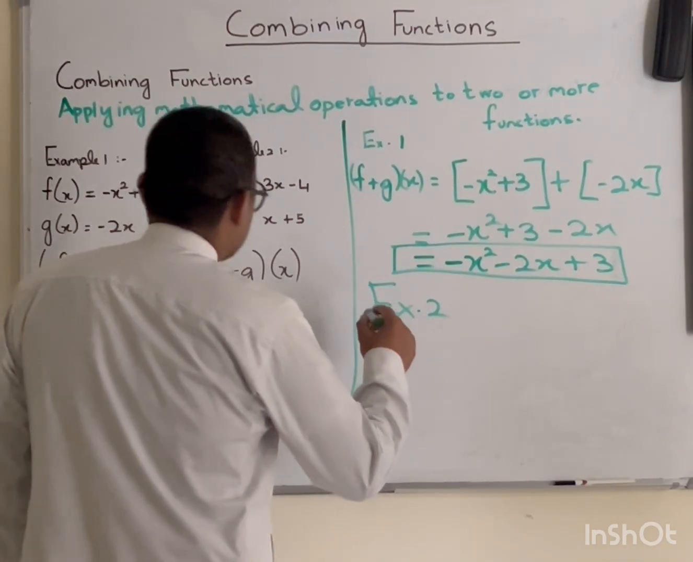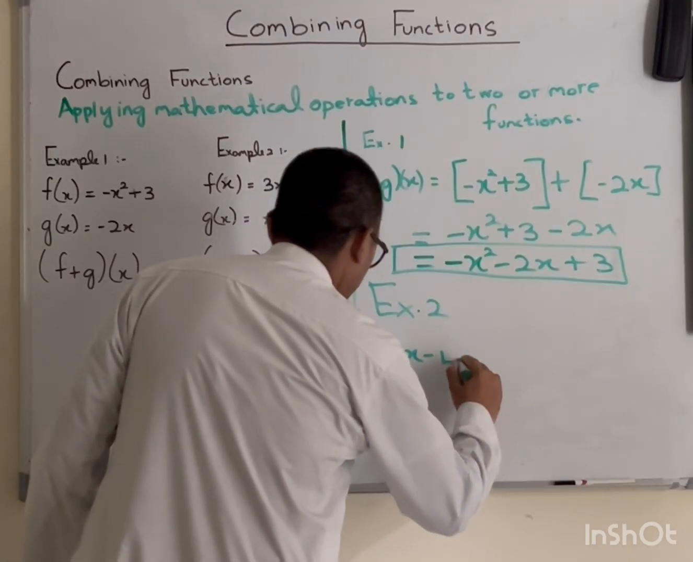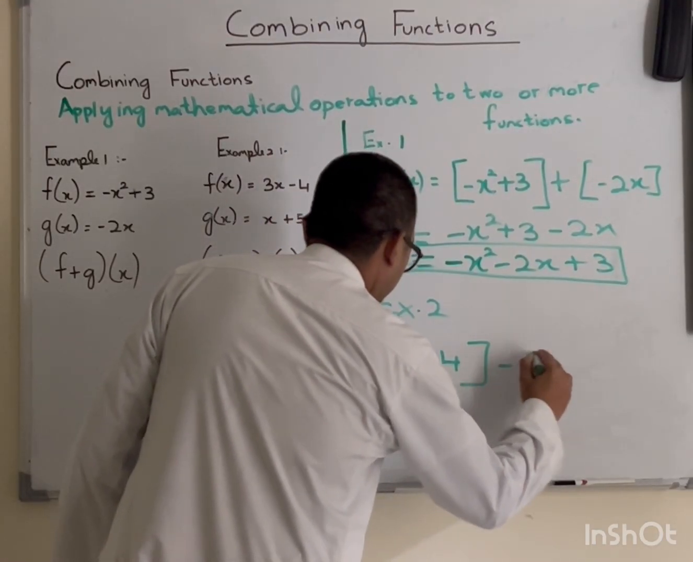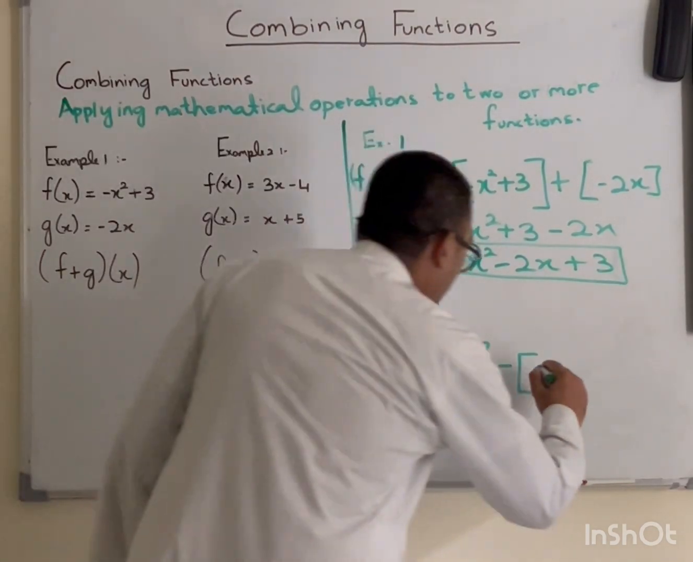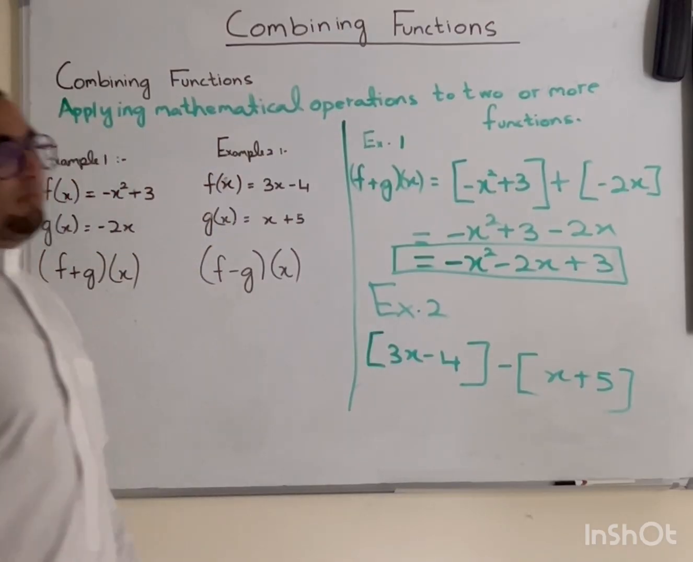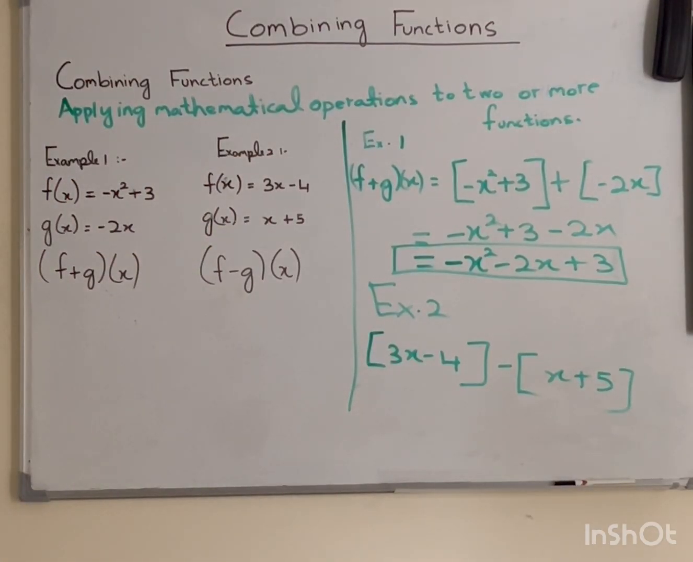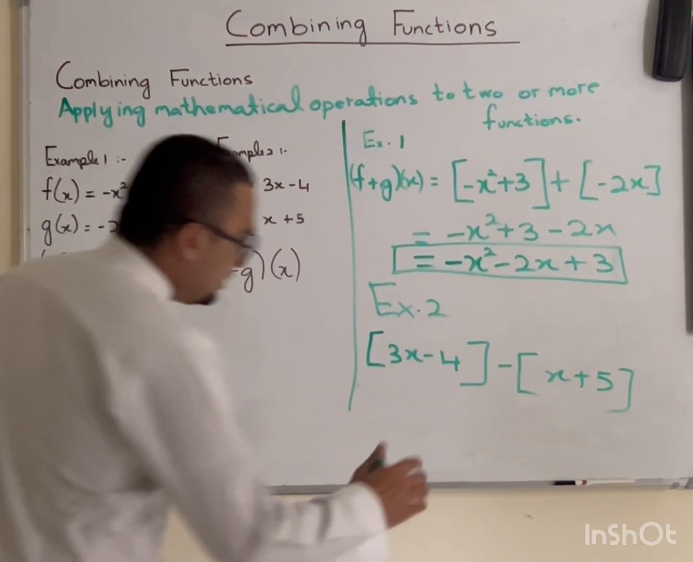So f of x is 3x minus 4. Subtract. g of x is x plus 5. Now remember, there is something I just mentioned, a few seconds back. Be extremely careful with the signs. So let's work on this.